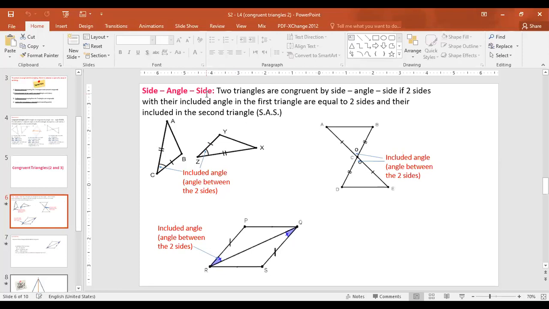Two triangles are congruent by side angle side if two sides and their included angle in the first triangle are equal to two sides and their included angle in the second triangle.